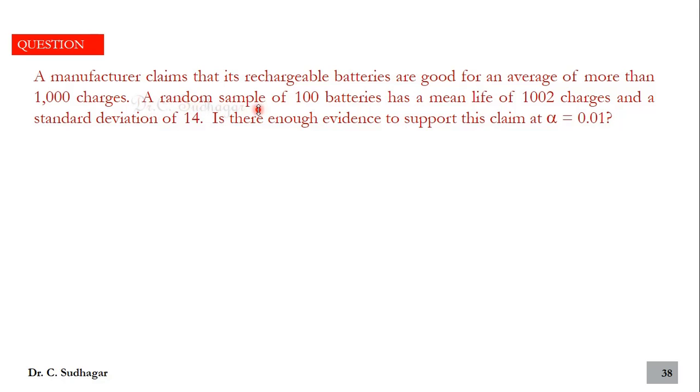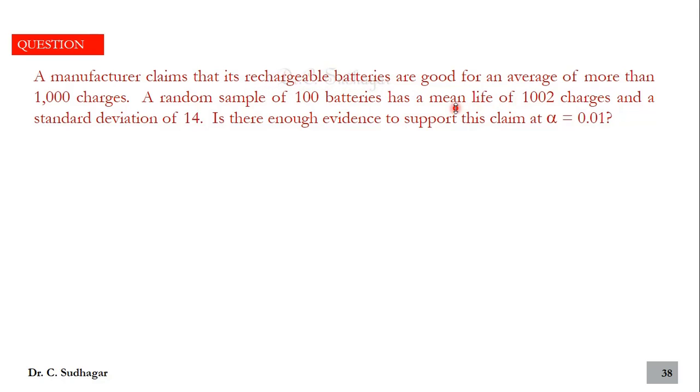So how to do the testing? We are taking 100 batteries. We can go to the shop and take 100 batteries from the company's manufacturing, and we test each and every one. We can give them to 100 people and collect how many times they use that battery, and we take the mean value. It shows that from these 100 batteries the mean lifetime is 1002 charges, and the standard deviation we calculate is 14. Now after getting this data, we can decide whether the company's guarantee is correct or not. That is the question.